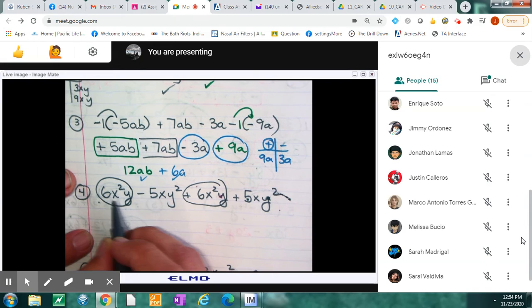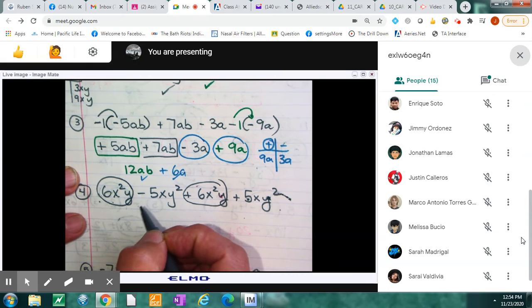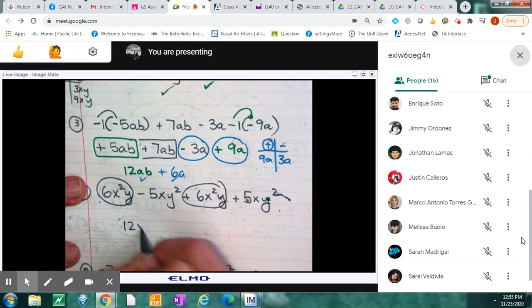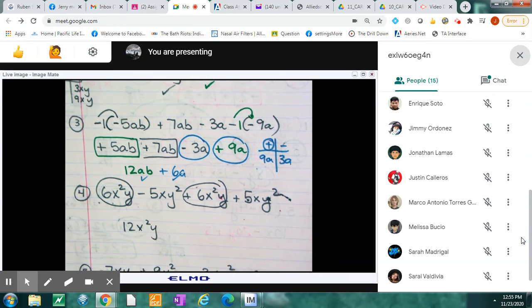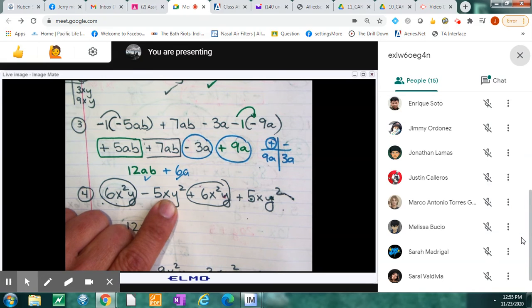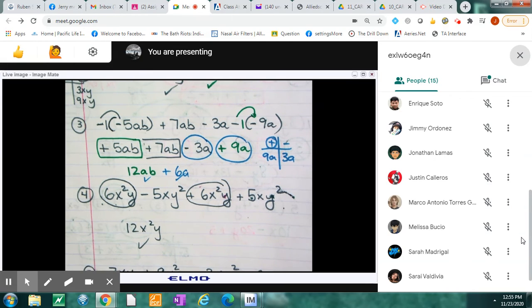Here we go. So 6x squared y plus 6x squared y gives you, obviously, 12x squared y. See that? That's easy because we just added. And then the last, so if you got that right, put a little check. And then the next one, xy squared matches with xy squared. Don't worry about the coefficient, the number. Could be any number.